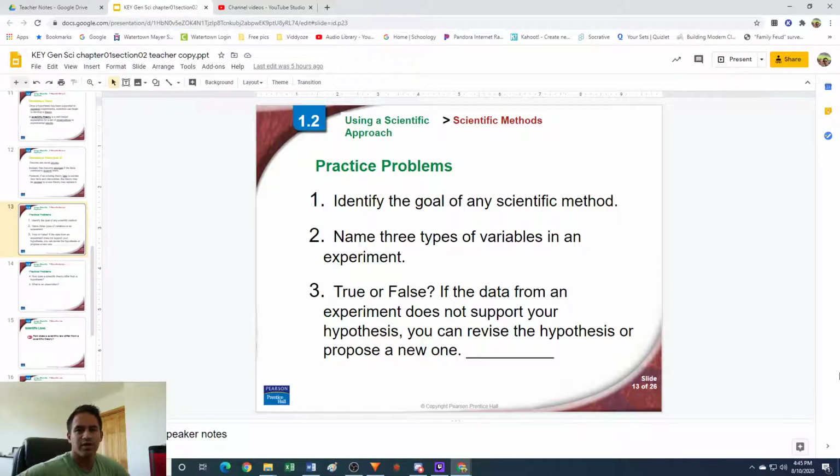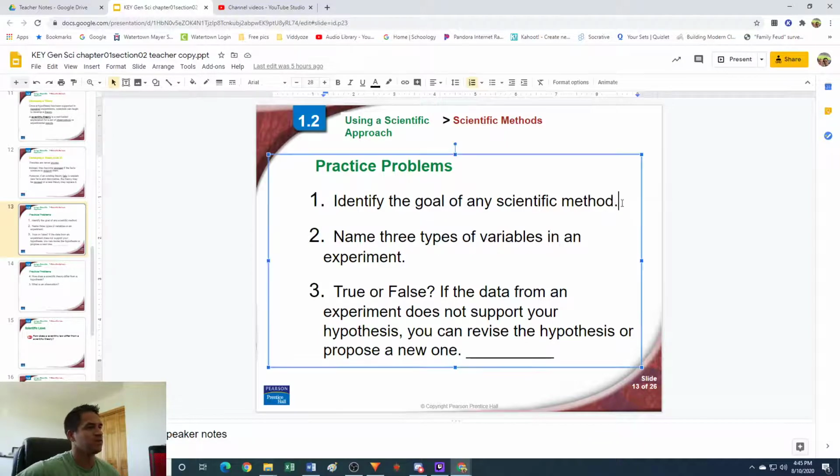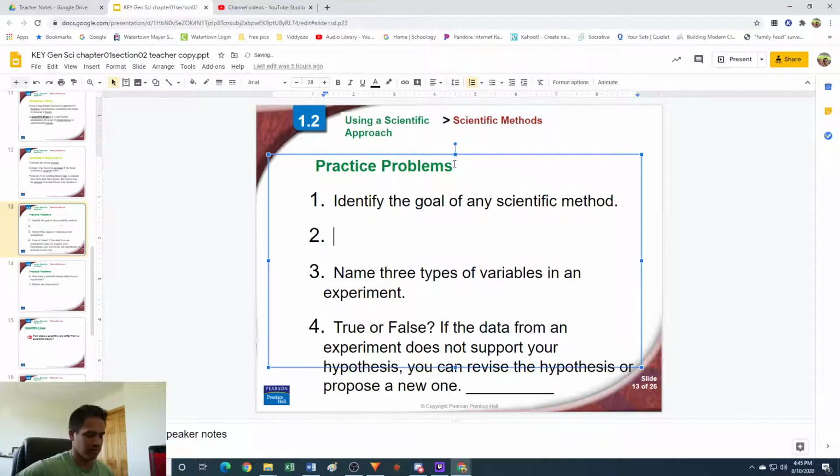Hey guys, Mr. B here, and in this video we're going to be going over the practice problems in chapter 1.2 on a scientific approach. Alright, let's start off with number 1, identify the goal of any scientific method.